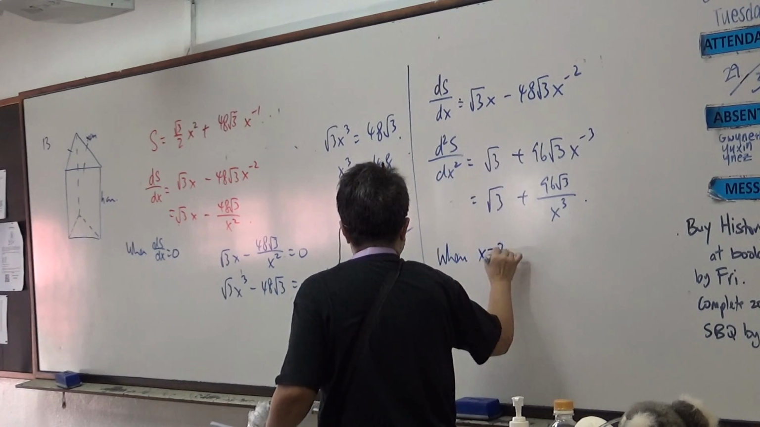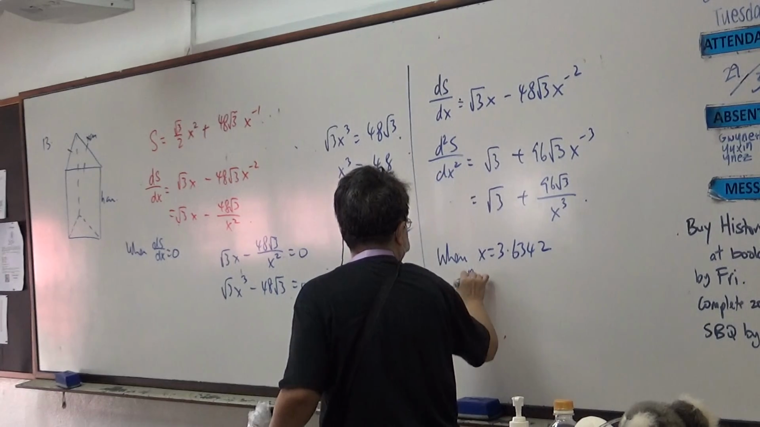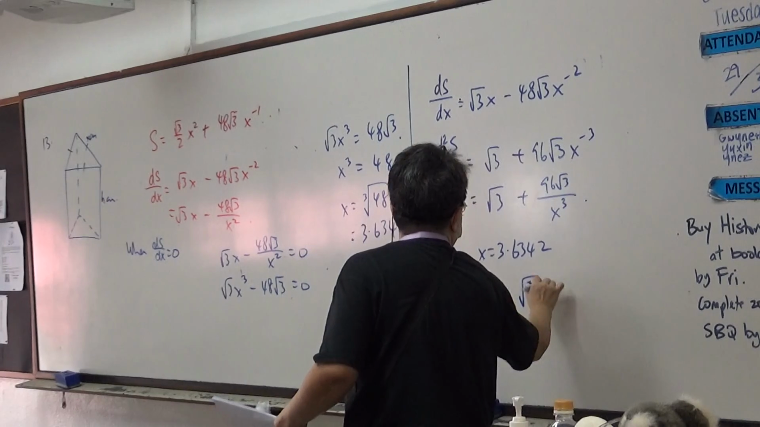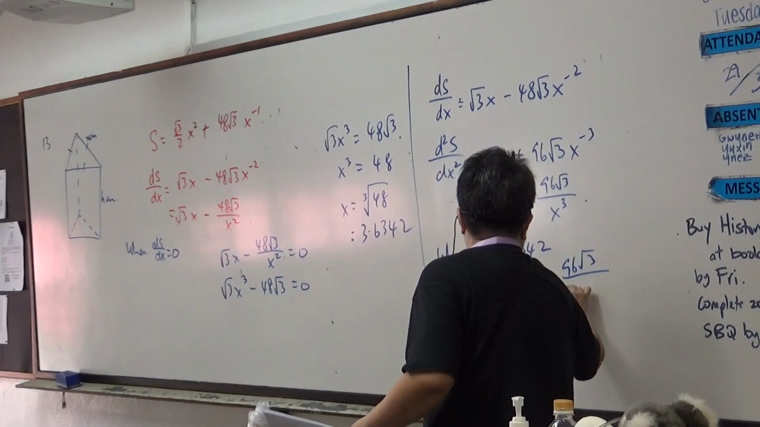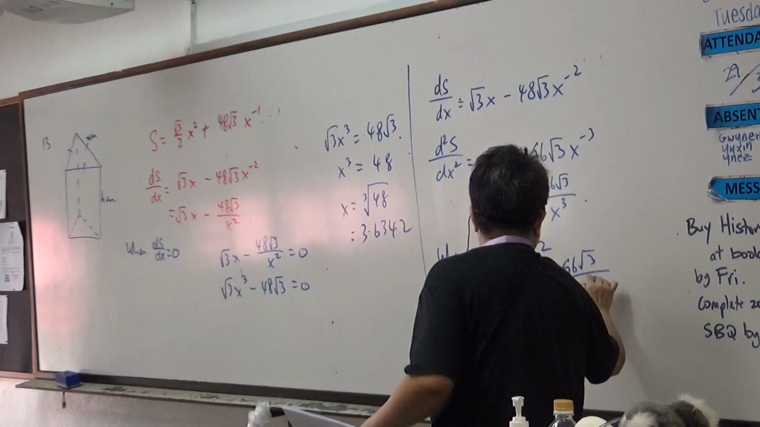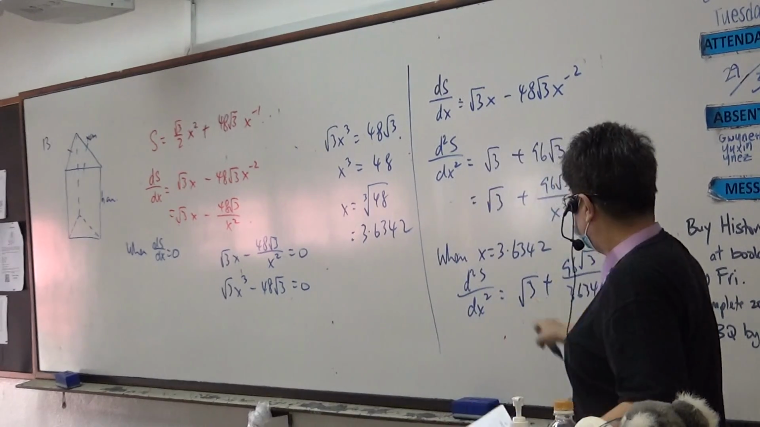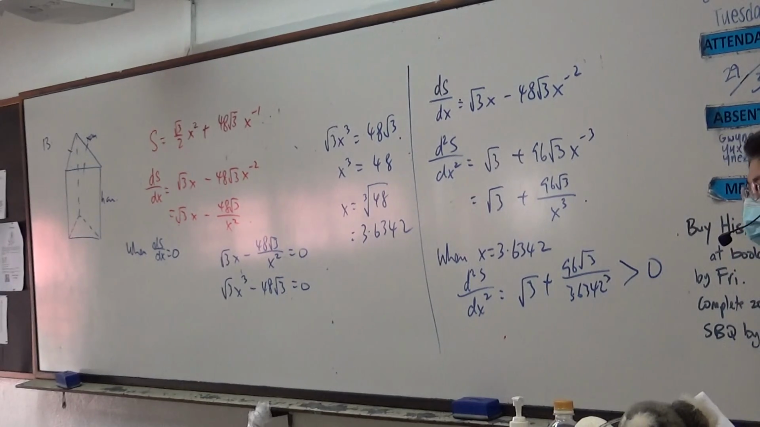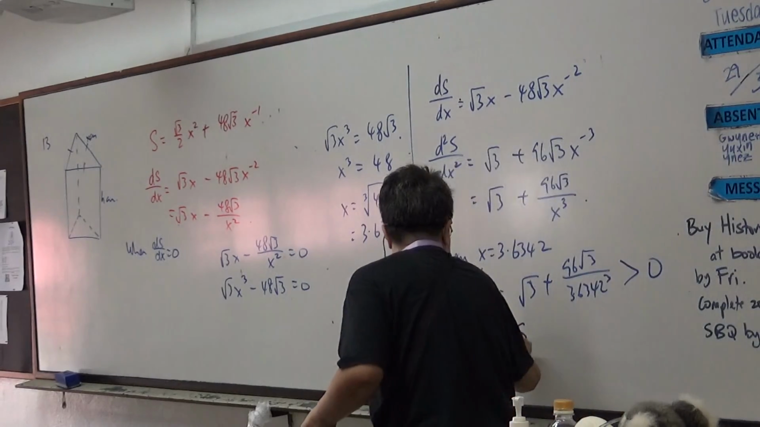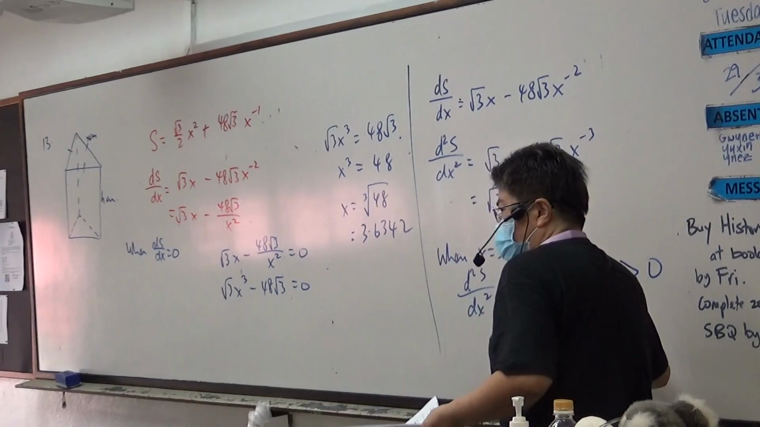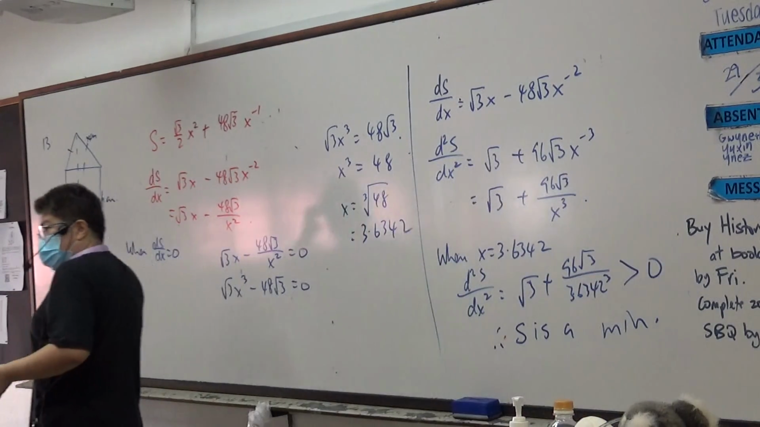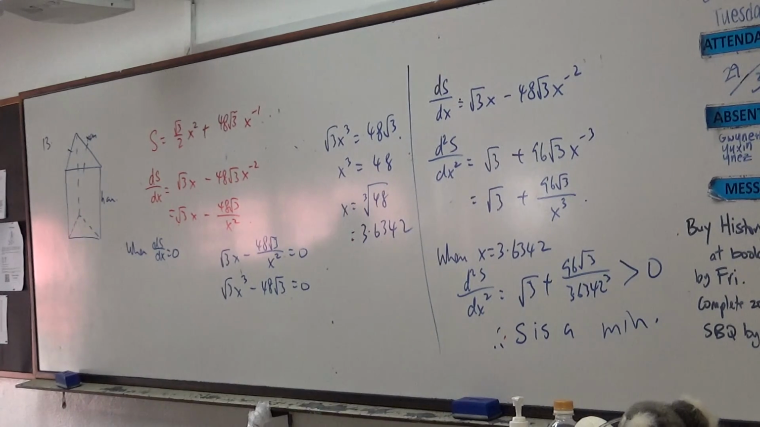When x is 3.6342, d²s/dx squared will be root 3 plus 96 root 3 over 3.6342 cubed. Correct? Now, do you agree that this will confirm be a positive number? I don't even have to work it out. It's confirmed a positive number, right? Therefore, s is a minimum. Agree? S is a minimum.